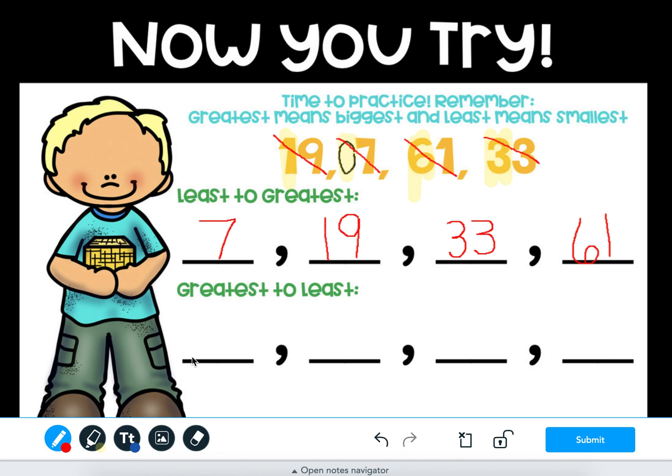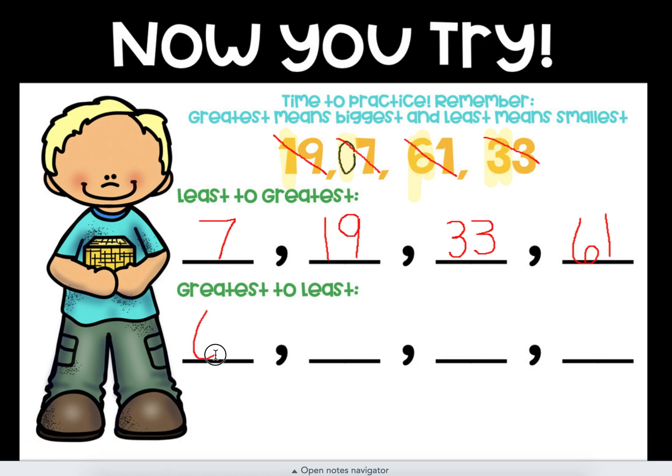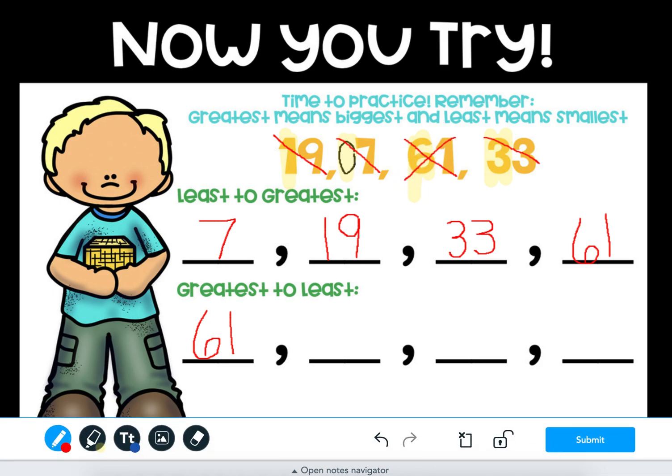If you said 61, you are correct. 61 is the biggest number. I'm going to fully cross that out now because I'm done with that one. Next, I need the next biggest number. So I've already used 61. It's gone. I've still got 19, 7, and 33 left.